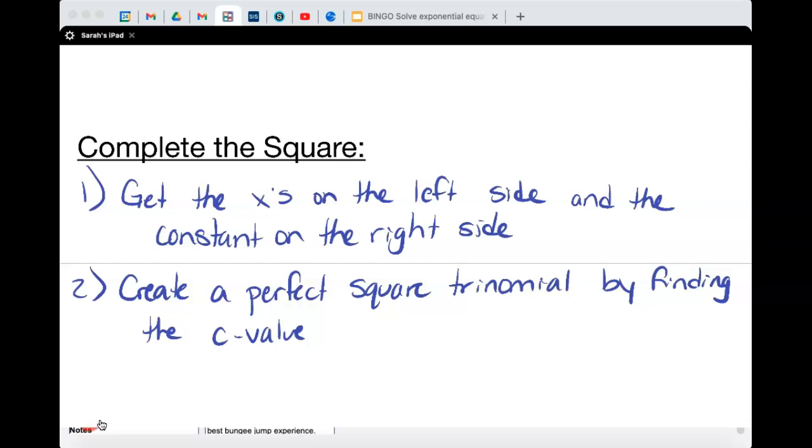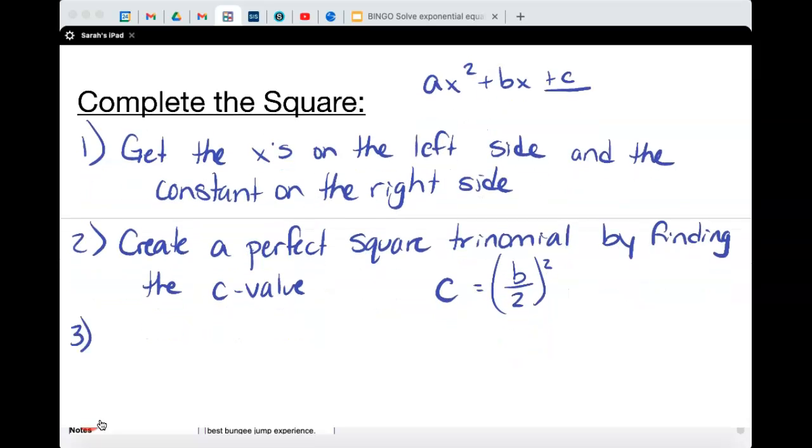When I say C, on the left side we're going to have some ax squared plus bx, and then we're going to be trying to find this C. We won't have anything over there to represent C. We're going to create this number. To create the C value, C is actually (b divided by 2) to the second power. We'll have some b value that's with the x. We'll take that coefficient, divide by 2, square it, and that's our C. Step number 3, we're going to factor the perfect square trinomial.